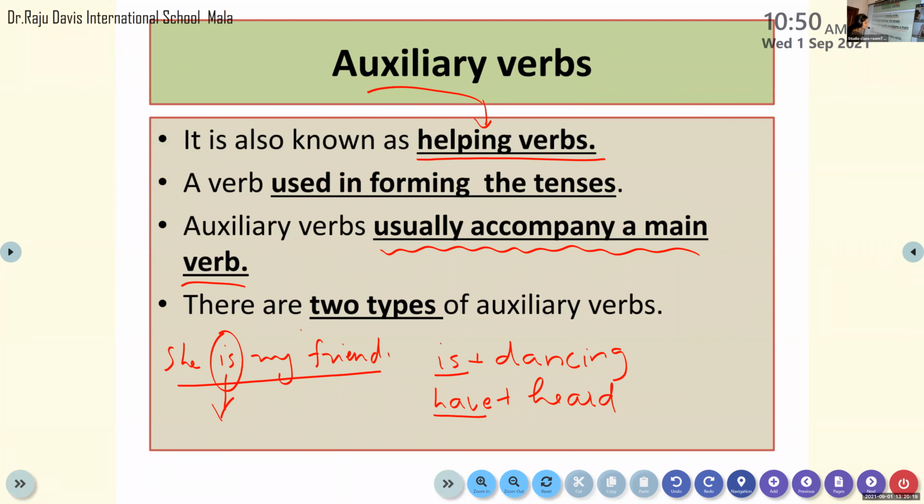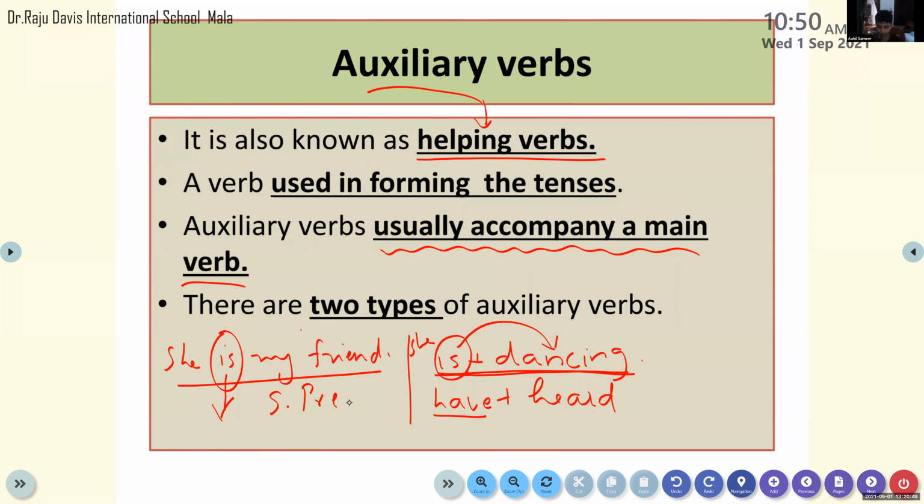So is is actually called the main verb, not an auxiliary verb, in the sentence. But here, she is dancing. Here dancing is the main verb, where you can see is is used to support a main verb, isn't it? So here is is a helping verb. Is is an auxiliary verb in the second example, but in the first example, is is a main verb. Clear? Because it shows the tense form. The sentence is an example of simple present tense. Am I clear? Okay, ma'am.